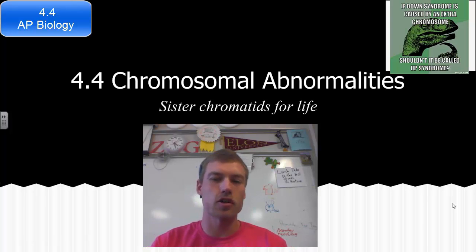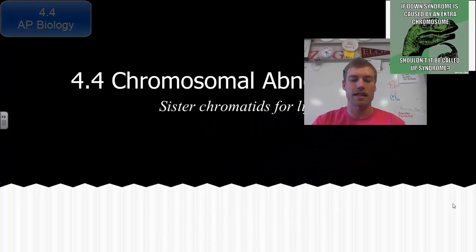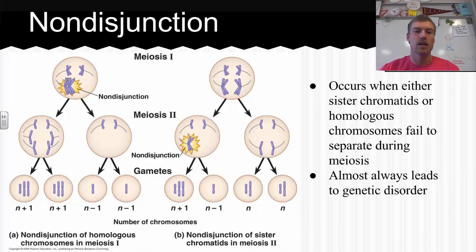Today, we're going to be talking about chromosomal abnormalities and how they can lead to problems. So, the main reason for chromosomal abnormalities is nondisjunction, and nondisjunction is when either the sister chromatids or the homologous pairs of chromosomes fail to separate during meiosis.